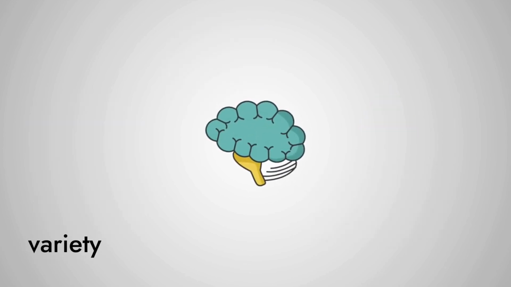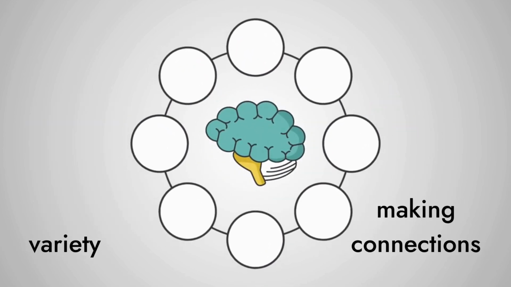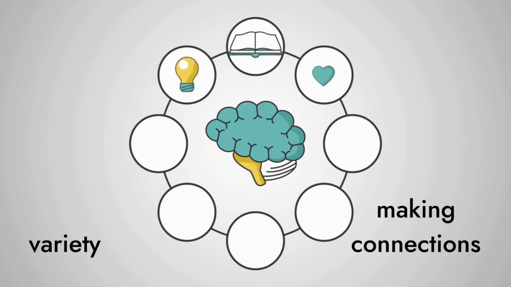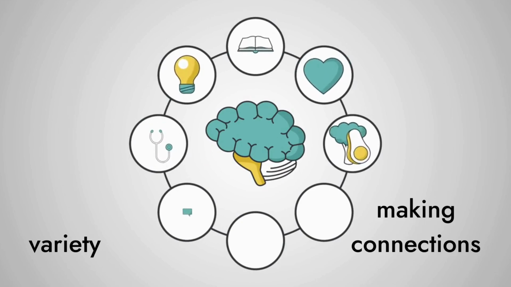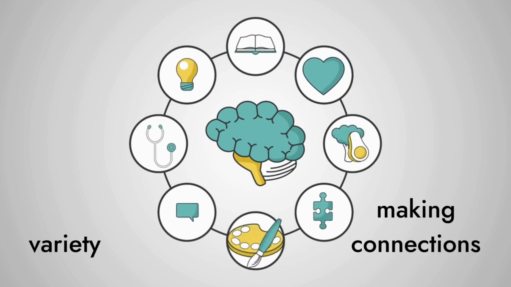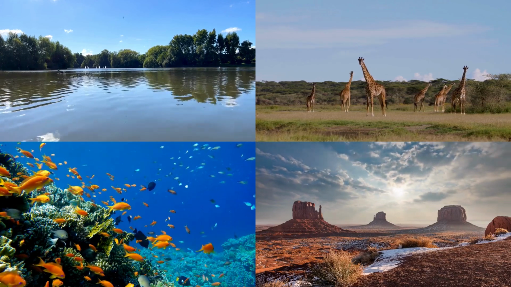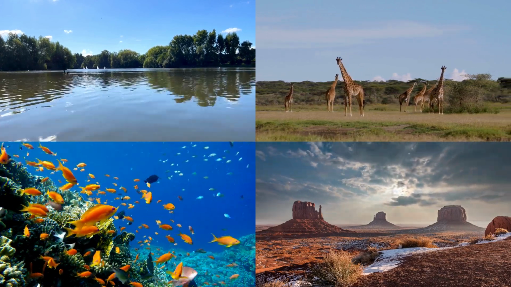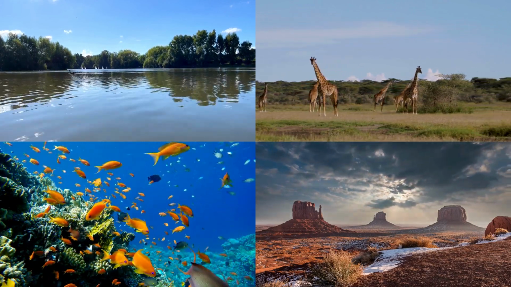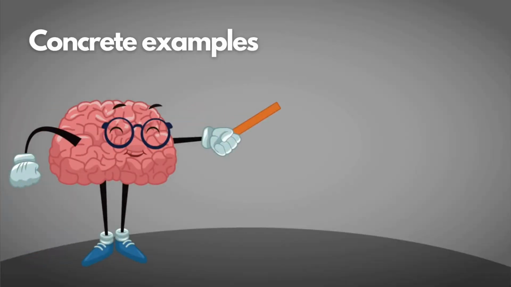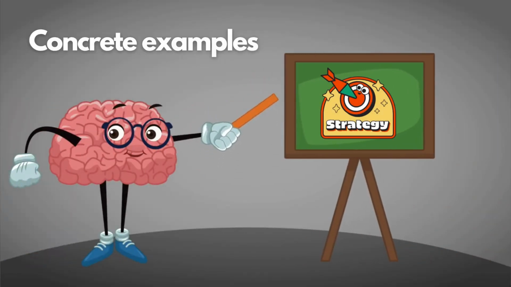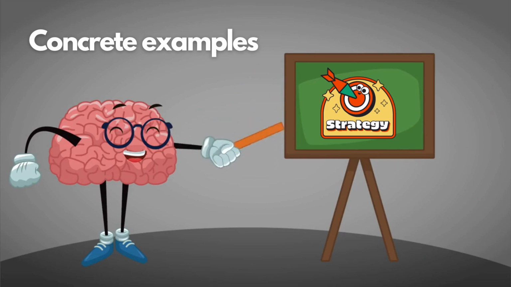The key lies in variety and making connections explicit. By presenting multiple examples with varied surface details, we encourage students to look beyond the specifics to the underlying concept. It's not just about ecosystems in the environment, but understanding this idea of ecosystems in multiple contexts. Let's think about some actionable strategies to make the most of concrete examples in your teaching.